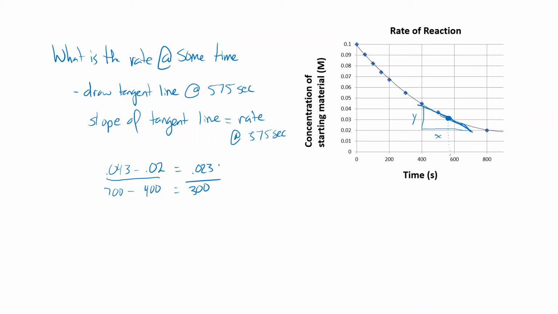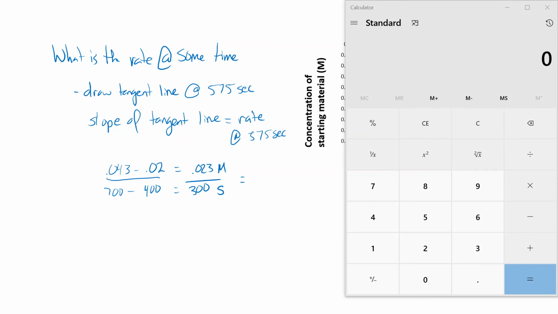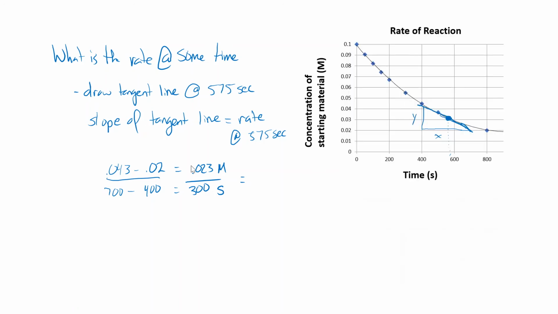So 0.023 molar, this is the change in molarity over the change in time, right? So this is molarity per second. 0.023 divided by 300 is some number. I don't know what that is because I'm doing this on the fly. Oh man, now my calculator's not going to start. So let's pretend that there's a number here, 0.023 divided by 300. And I get 7.6 times 10 to the negative fifth molarity per second, right, as the rate at that moment.